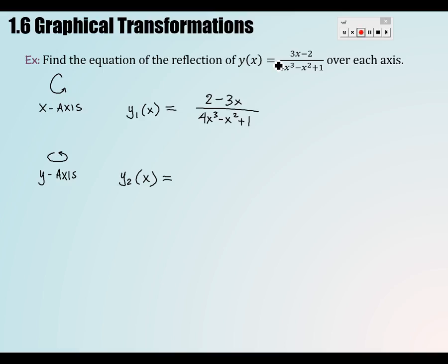Excellent work. Okay, and then Grant, what did you say for this one here? Give me very specific instructions on how to do this. So replace every x with... Yeah. Okay, and so what do you get in the end here? You can just give me this. Negative 3x minus 2 over negative 4x cubed minus x squared plus 1.